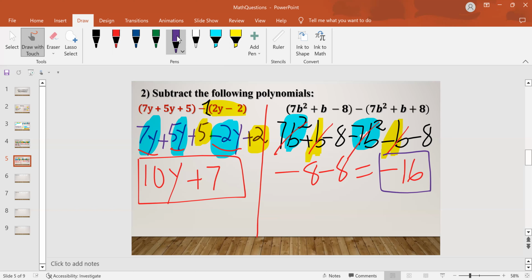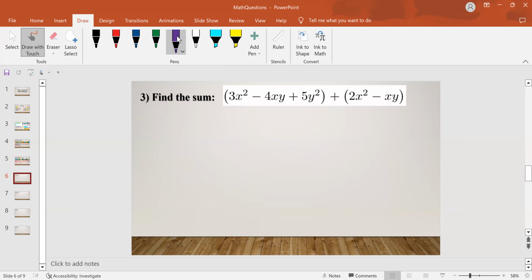Let's continue. The next question. So we have again sum of polynomials. But here we'll see that in this polynomial, we have more than one variable. We have two variables. We have x and y. Let's see how that works.